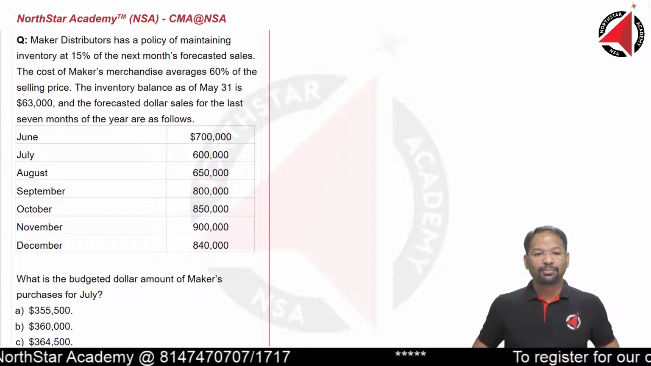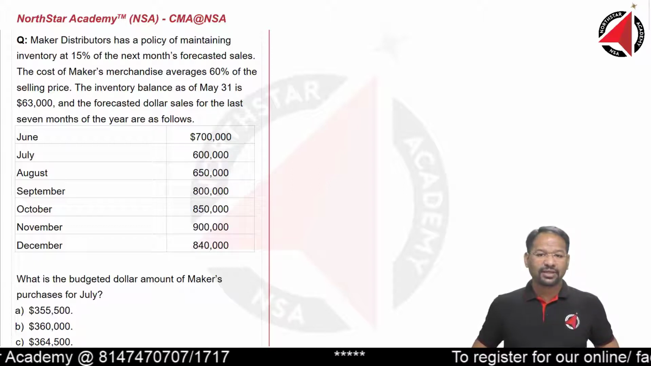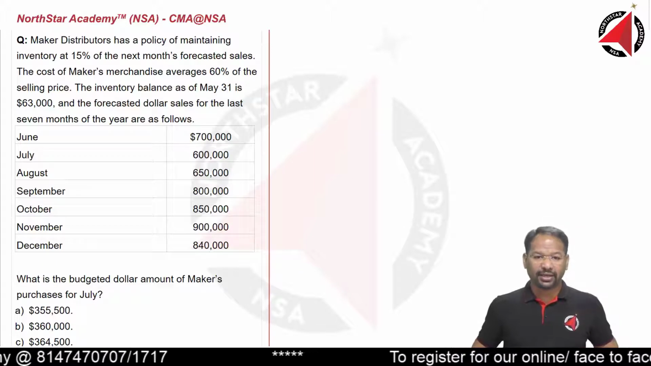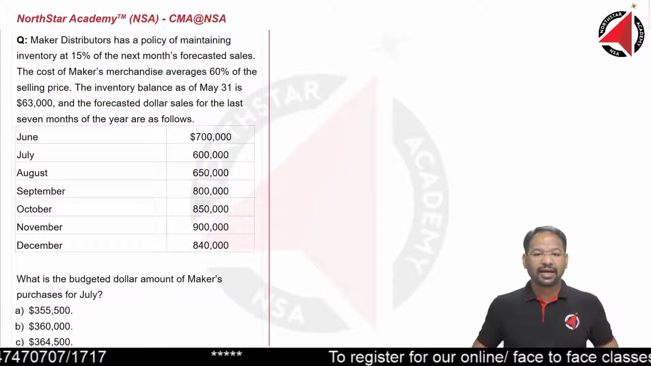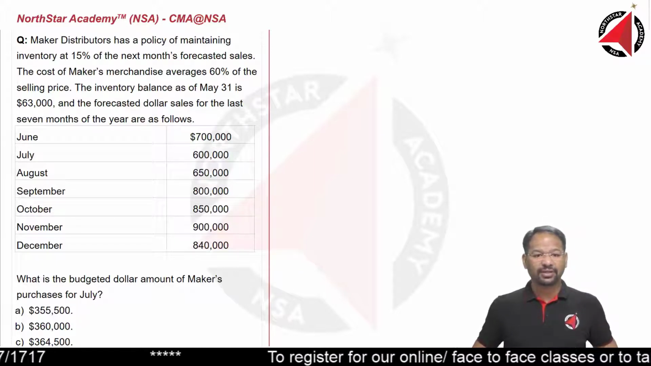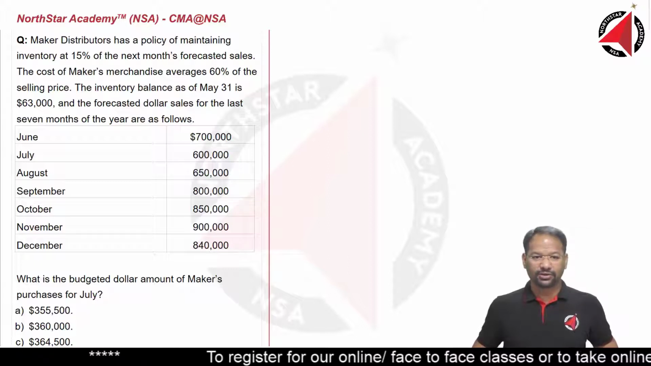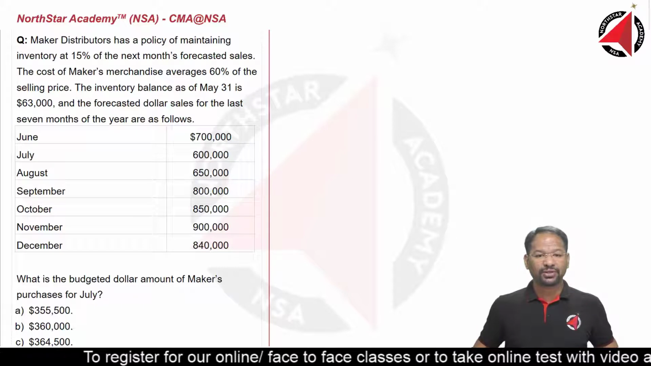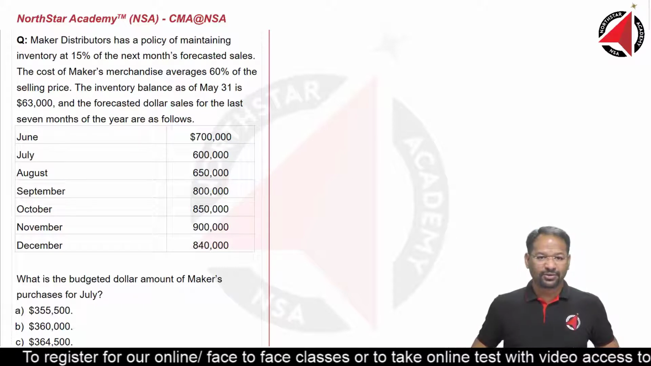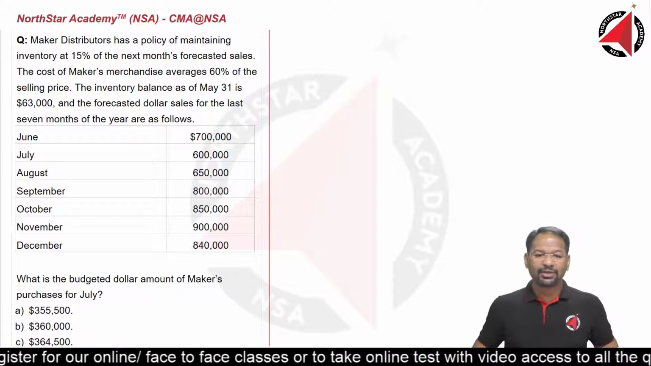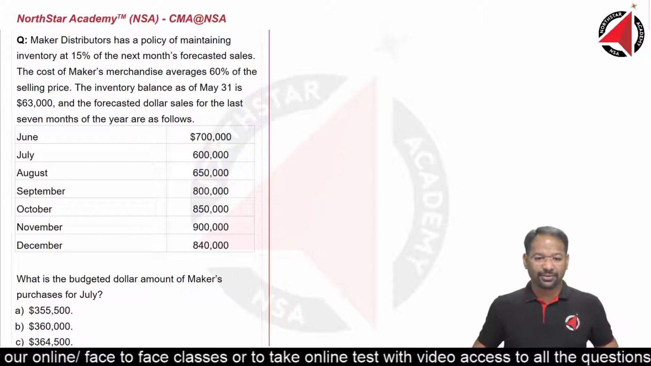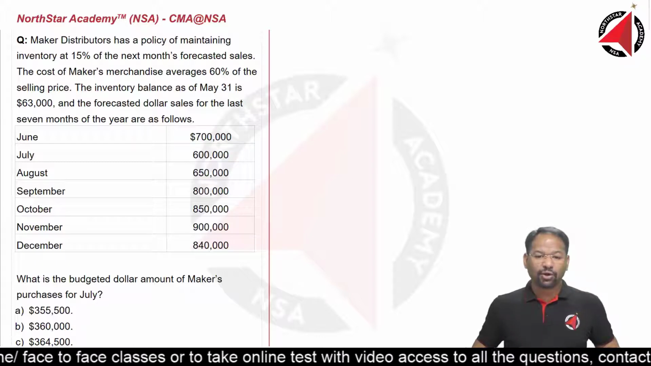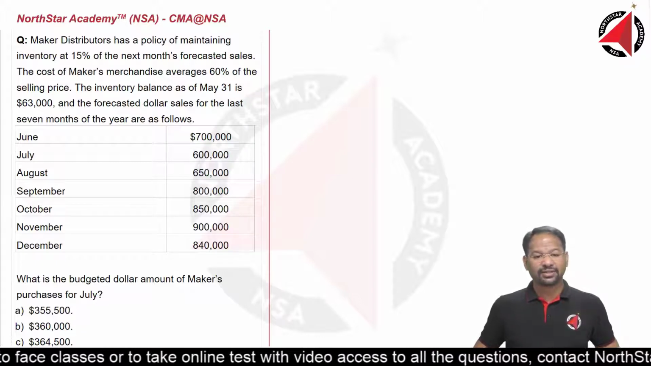Maker Distributors has a policy of maintaining inventory at 15% of the next month's forecasted sales. The cost of Maker's merchandise averages 60% of the selling price. The inventory balance as of May 31st is $63,000, and the forecasted dollar sales for the last 7 months of the year are as follows, starting June till December. What is the budgeted dollar amount of Maker purchases for the month of July?